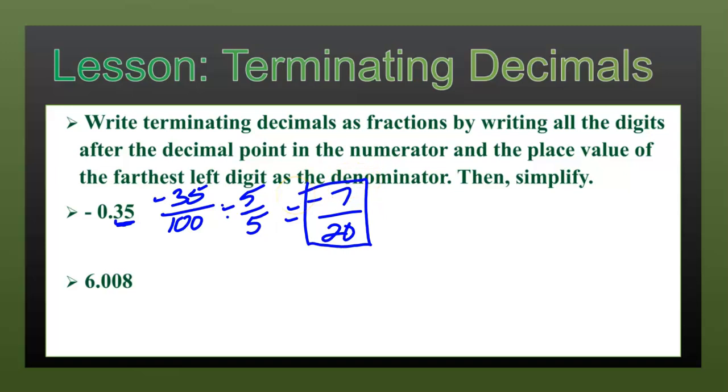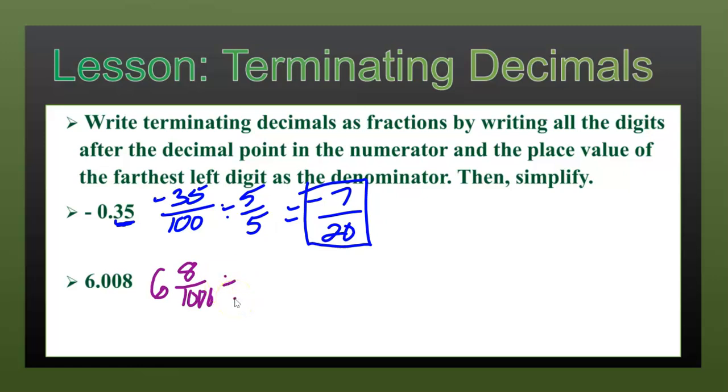Now this next one, I have a 6 as my whole number. So I'm going to have a mixed number here. And my numerator is going to be 8. And this is 1,000. And for this one, I'm just going to keep the 6 there, but I'm going to reduce the fractional part.